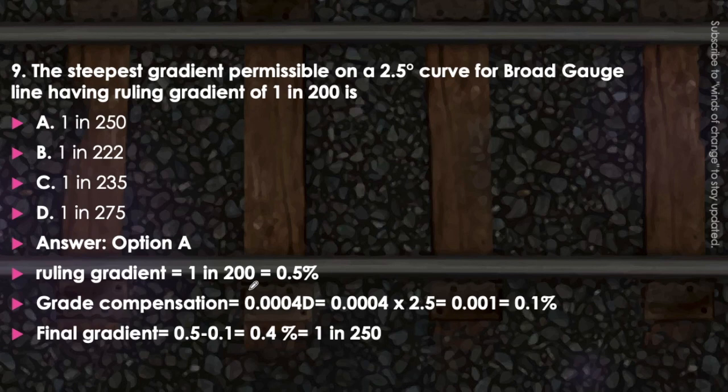Ruling gradient is 1 in 200, that is 0.5%, and grade compensation is 0.04% into D. It is 0.0004 D. So multiplying it by the degree of curve, that is 2.5, it will become 0.1%, that is 0.001. Now the final gradient will be 0.5 minus the grade compensation, that is 0.1%, so it will become 0.4%. And what is 0.4% expressed as 1 in what? The answer will be 1 in 250, so option A is correct.